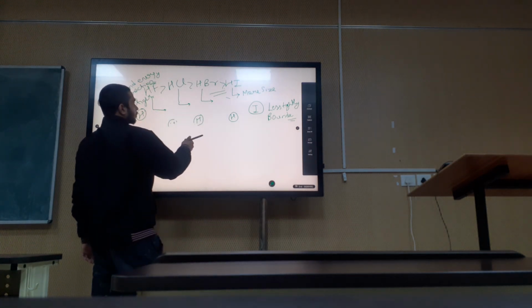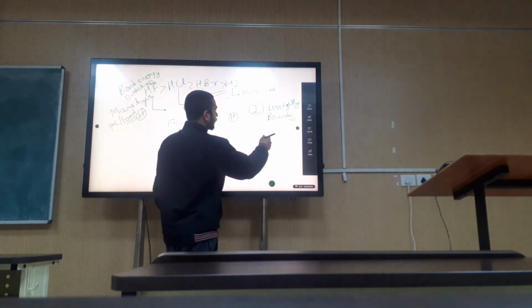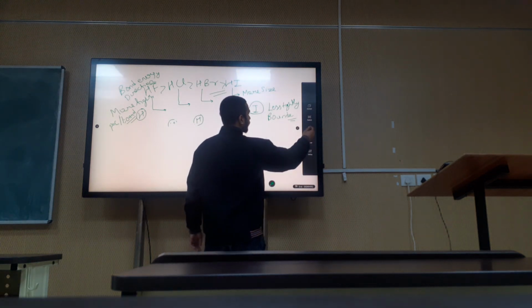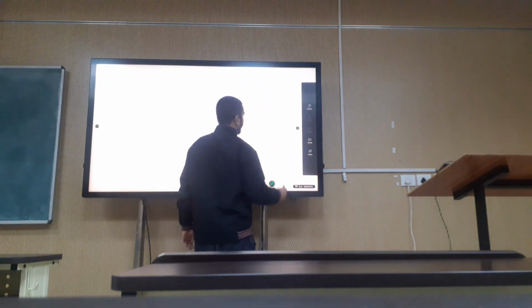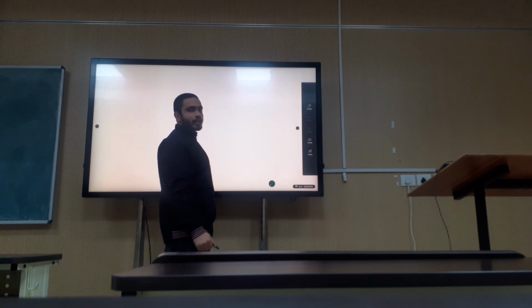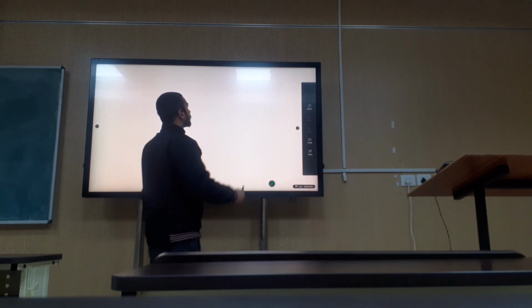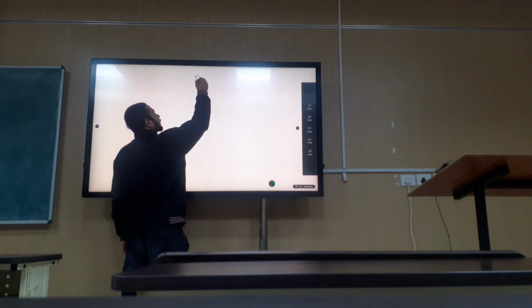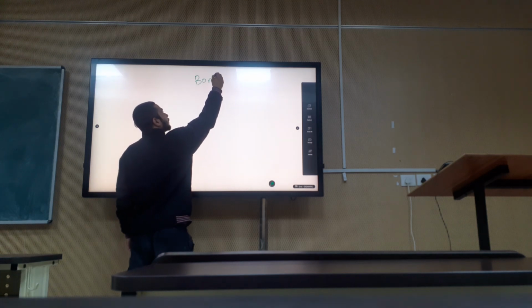Because they are less tightly bound and more tightly bound, this is the direction. Okay, so the next characteristic was bond length.